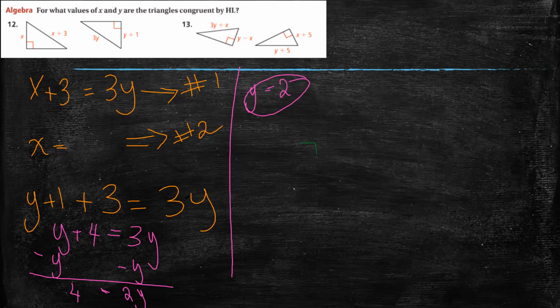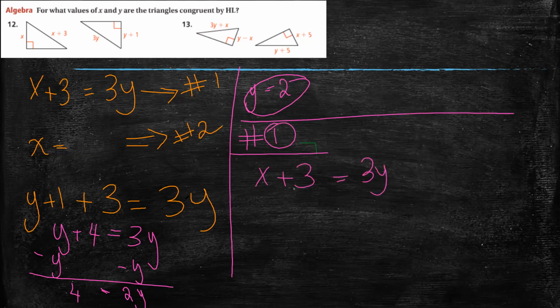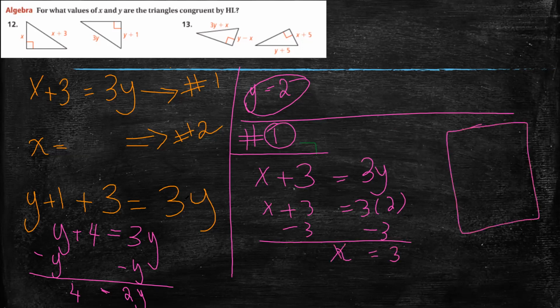Now, let's go back to equation number 1. From equation number 1, we said that x plus 3 is equal to 3y. So let's now substitute y with 2. So it will be 3 times 2 equal x plus 3, minus 3 minus 3. So x will be 6 minus 3, which is 3. So the value of x is 3 and the value of y is 2. Is it clear?